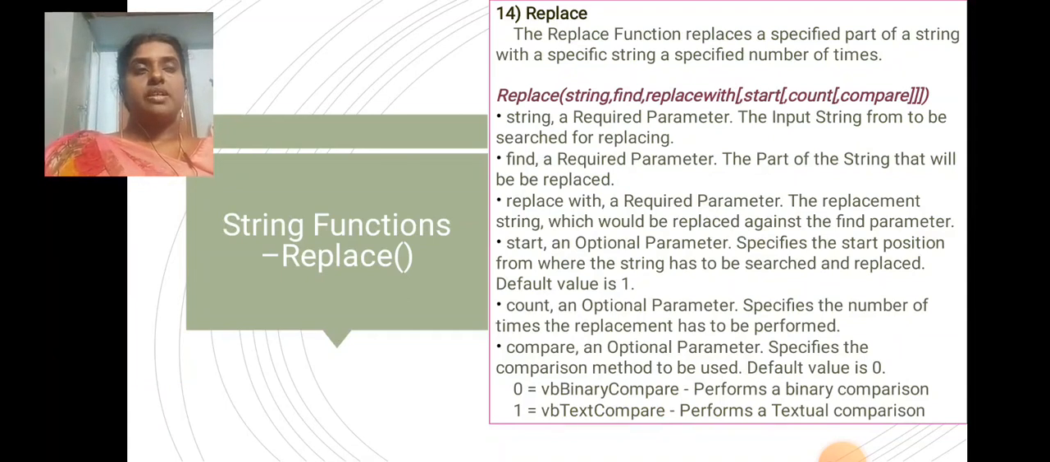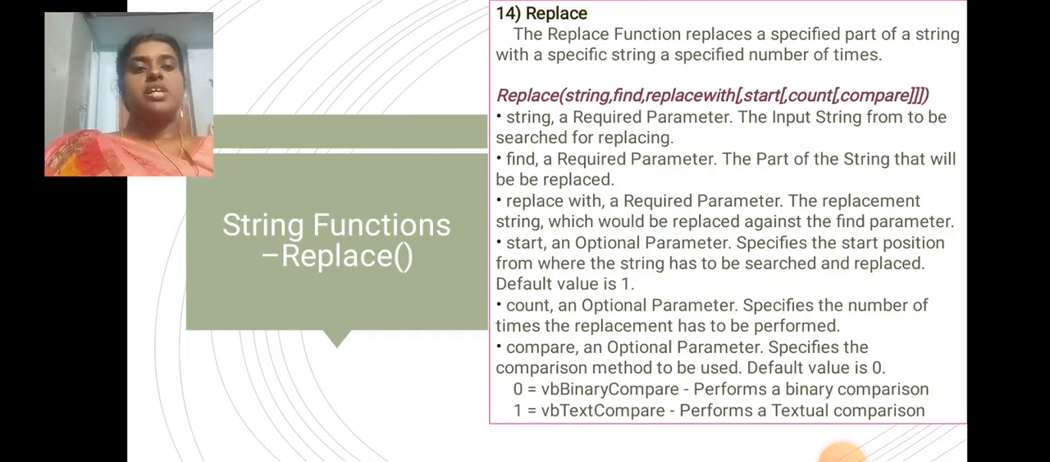So the replace method is used to search for a certain pattern in your string and replace that pattern with some other value. That is the use of your replace function. This replace method has 6 arguments. The first ones are string, find, replace with, start, count and compare.